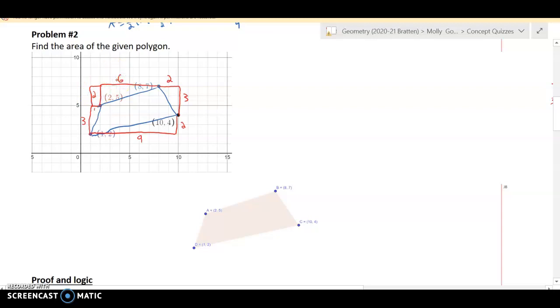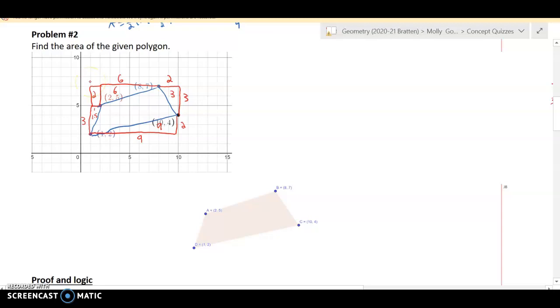Now we are going to find the area of all those by doing 1/2 base times height. So that would be 3, 9, 1.5, 2, and 6.